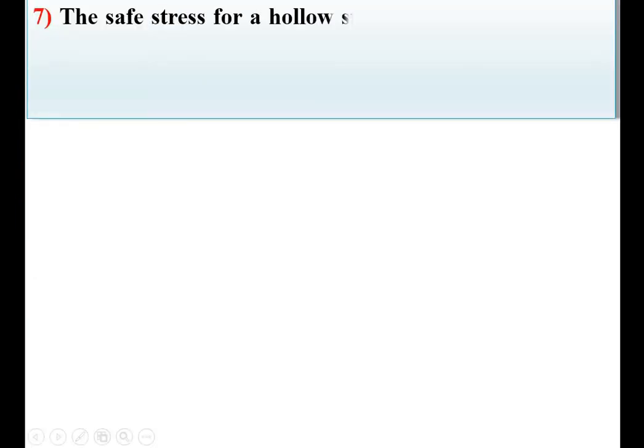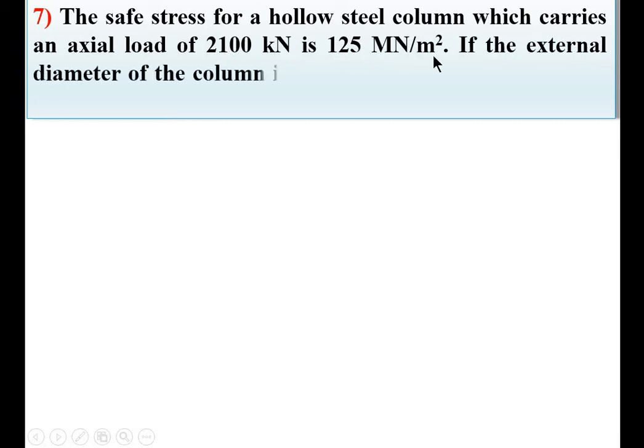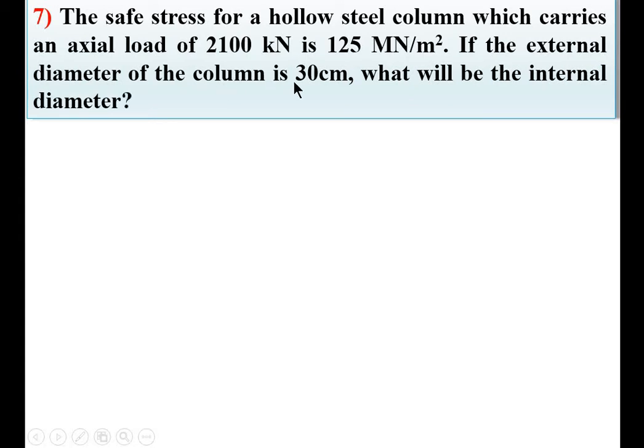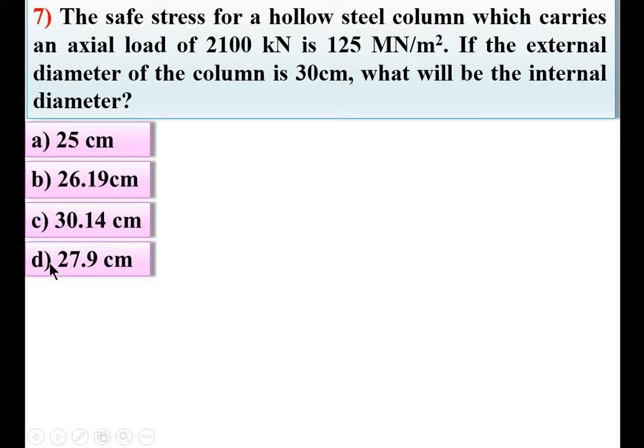Next, the stress for a hollow steel column which carries an axial load of 2100 kN is 125 meganewton per meter square. If the external diameter of the column is 30 cm, what will be the internal diameter? Options: 25 cm, 26.19 cm, 30.14 cm, 27.9 cm.